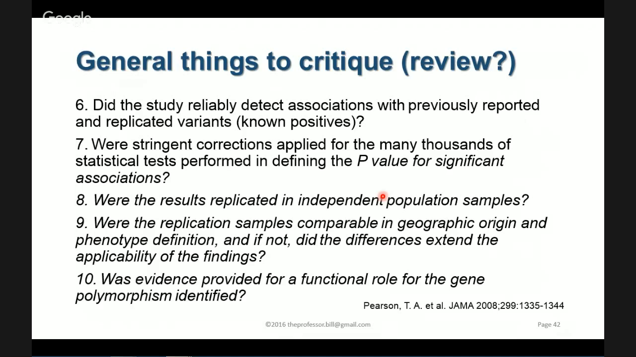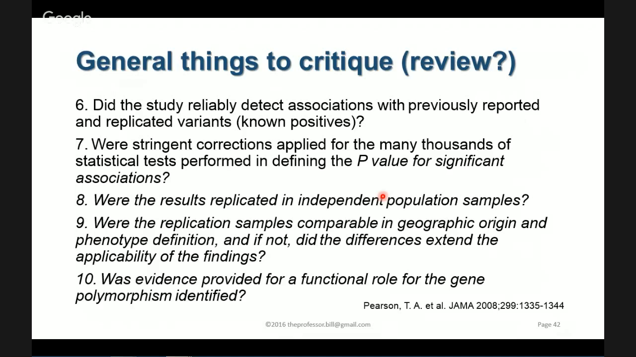Are there any replicated variants? Do they actually look at some of the previously reported results? Again, all of this gets back to statistics. Were there any corrections? You'll often read about these Bonferroni corrections. Are they appropriate? Are they suitable? Are they powerful enough? Why did they use them? All of these things have to be reported, and they have to actually make sense.